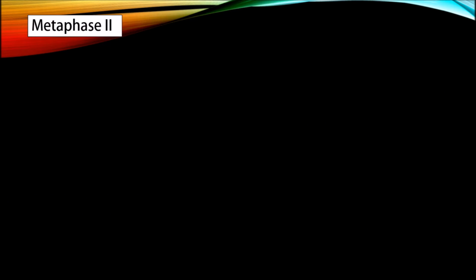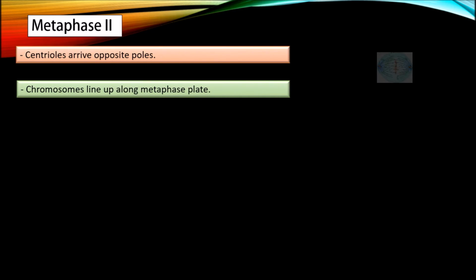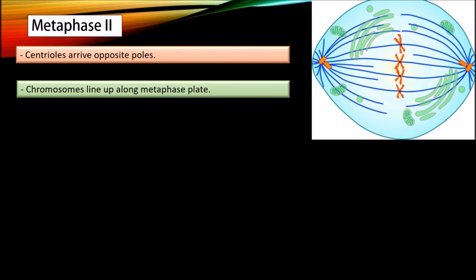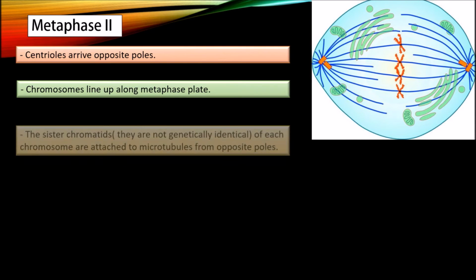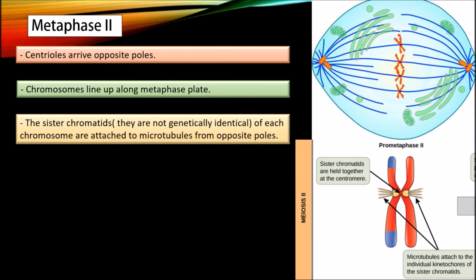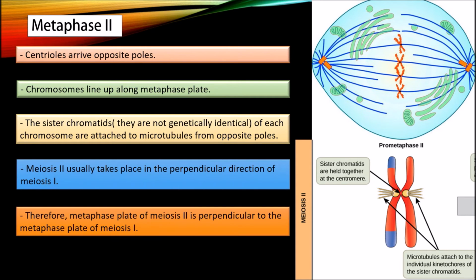Metaphase 2. The centrioles are now at opposite poles in each of the daughter cells. The chromosomes line up individually along the metaphase plate. The 2 sister chromatids of each chromosome are captured by microtubules from opposite poles. Due to the crossing over in meiosis 1, the 2 sister chromatids of each chromosome are not genetically identical.